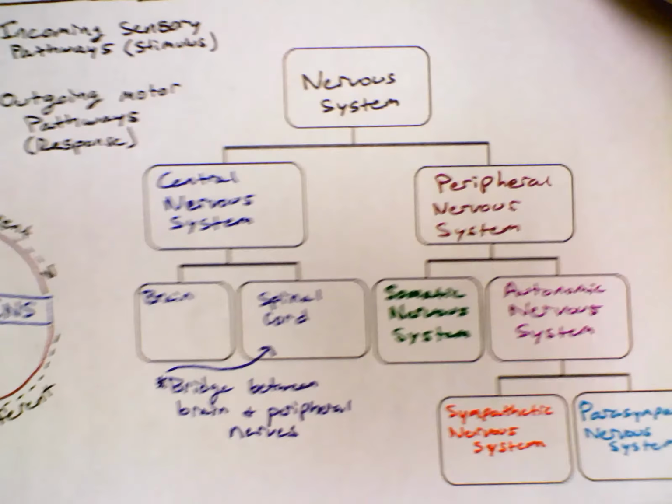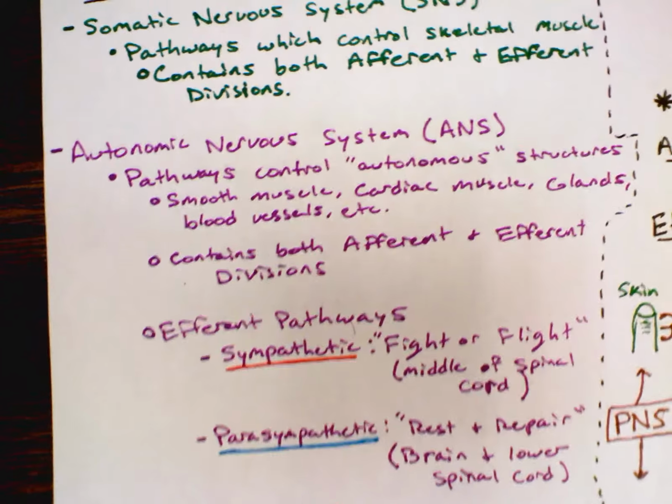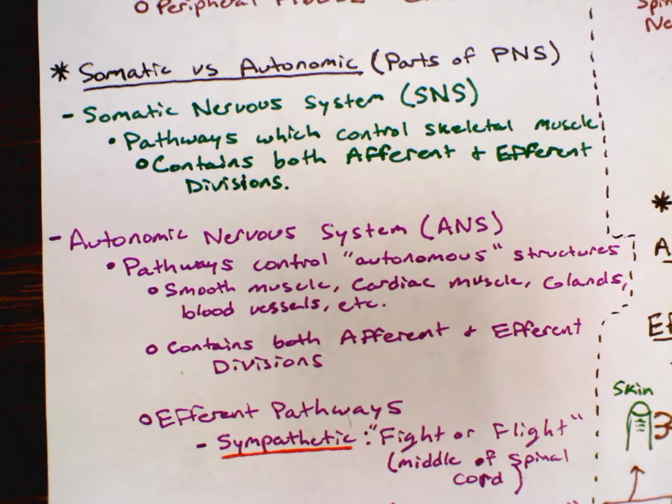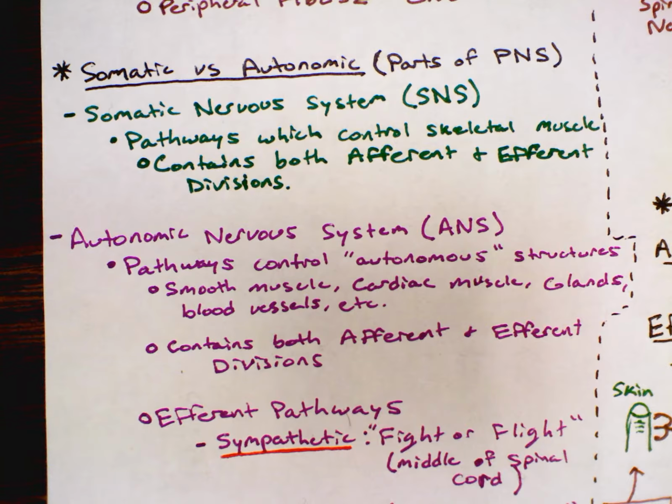So I'm going to slide over here to the left. And right here, somatic versus autonomic. Right. These are both part of your peripheral nervous system. The somatic nervous system is going to be pathways that are under your conscious control. These are going to be your skeletal muscles, things that you can make move if you want to. You can move your ears around. You can write with your hand. You can stand up, sit down. All of those things are part of your somatic nervous system.